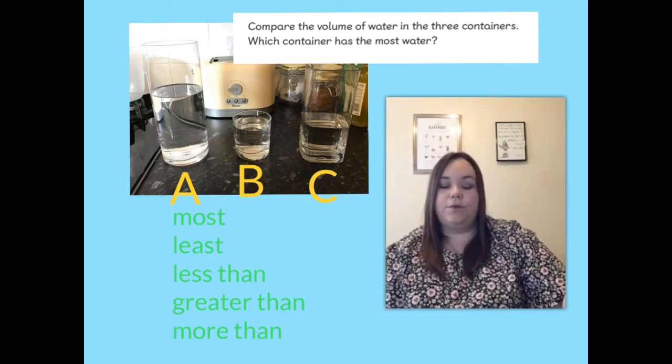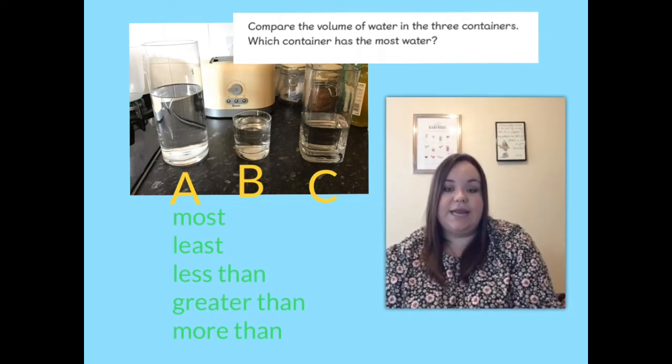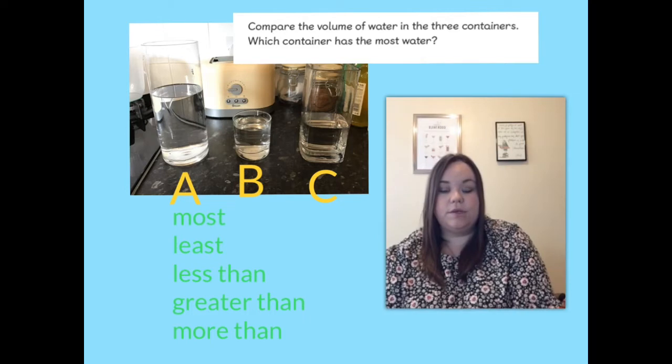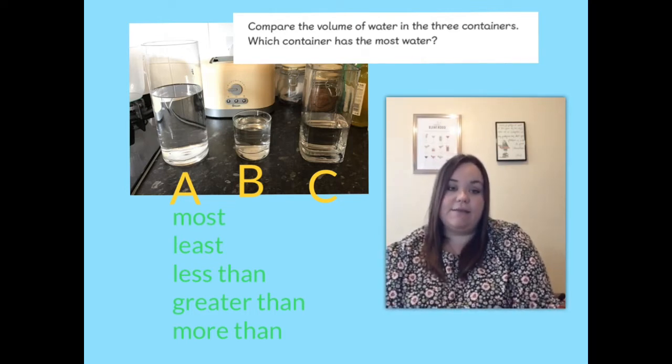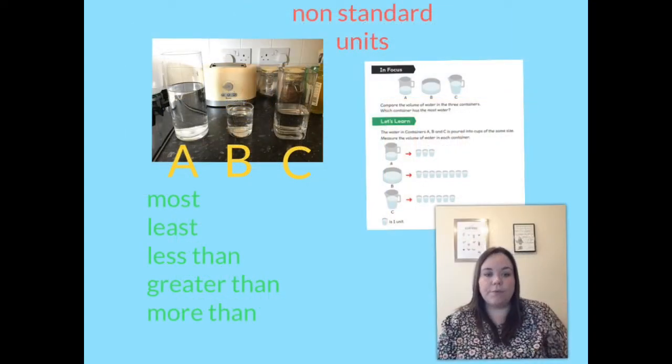So I might use something like, the volume of the water in container A is the most. The volume of water in C is less than A. Have a go, see what you can come up with. So we've compared using our vocabulary, now we're going to have a look at comparing it using units.